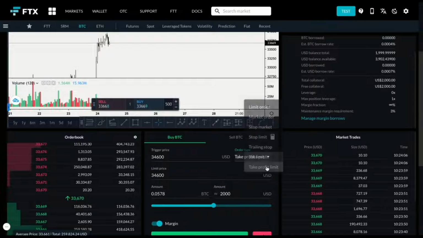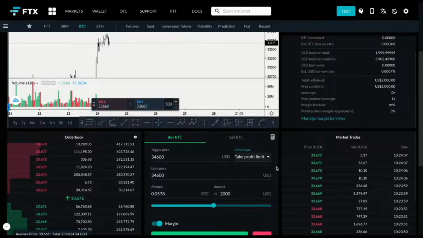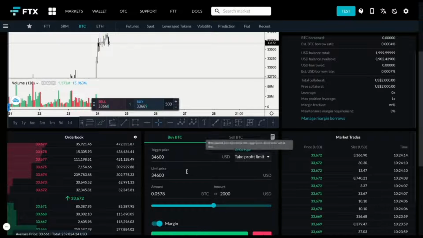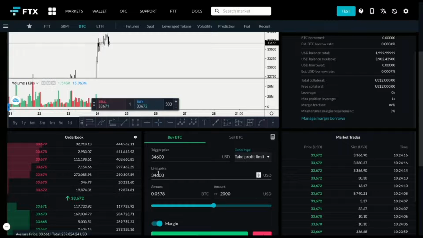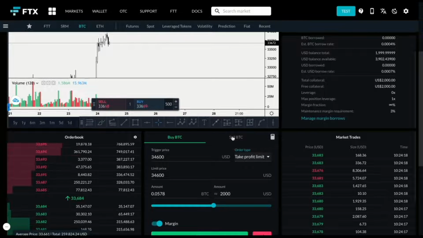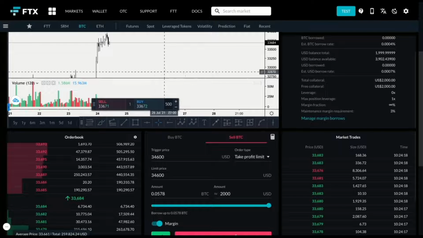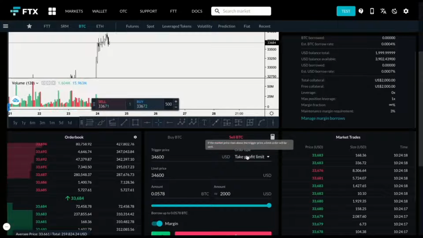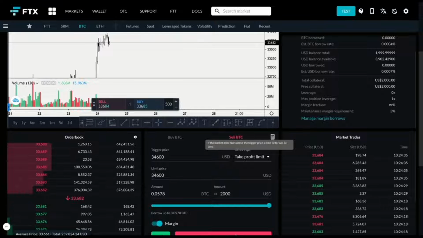Take profit limit is the same as the stop limit that we touched on before, where you want to set an order in the books so that if it triggers a certain price, then it puts a limit order at another price for you to take profit. So if you'd bought Bitcoin and you're trying to sell it, you would trigger the price at a certain level, and it would then put a sell order above that, so that you could then take profits.